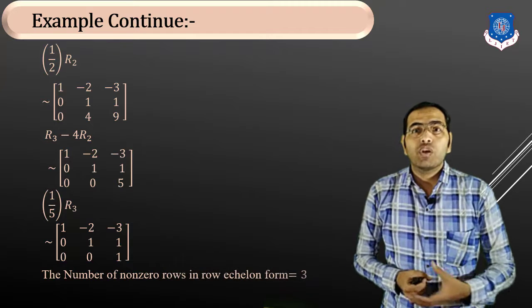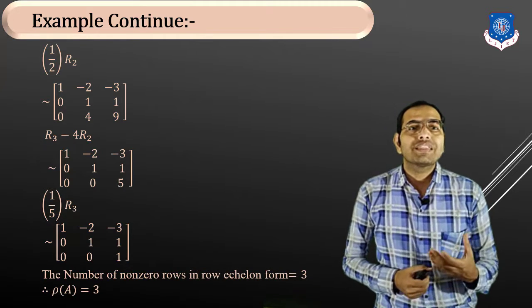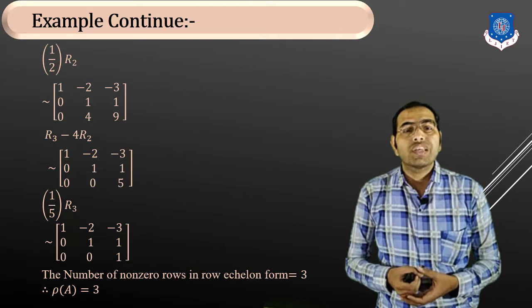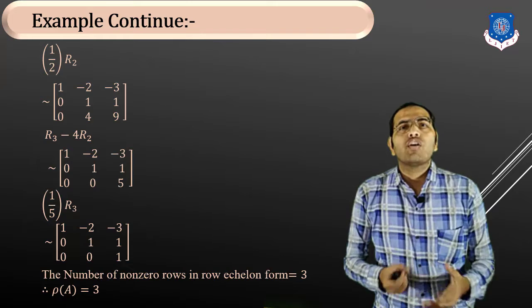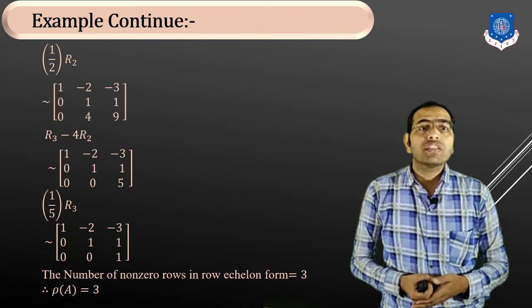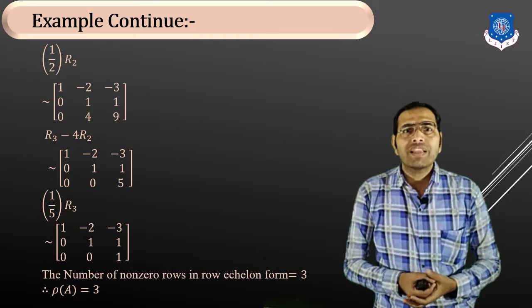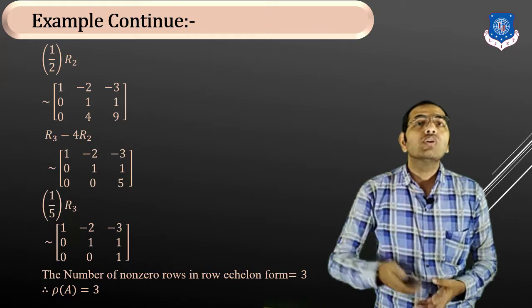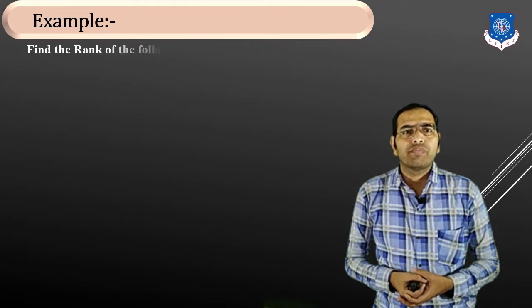Here, in this matrix, the number of non-zero rows in the row echelon form is 3, so the rank of the matrix is 3, which is denoted by rho of A equal to 3, or we can simply write rank of A equal to 3. Let's see one more example.